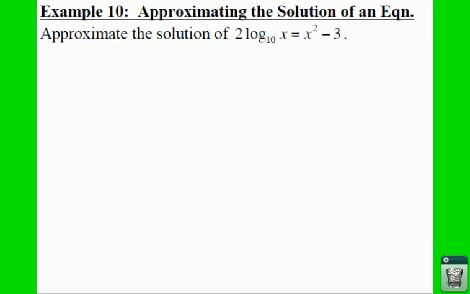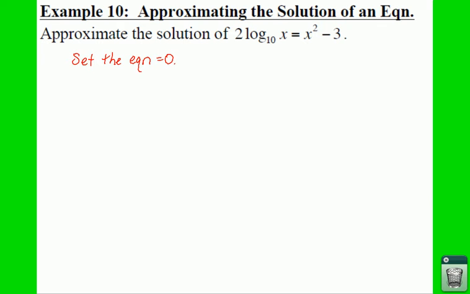Aha! Here for example 10, finally you get to use your graphing calculator for what it's useful for. That's called graphing. So we are going to approximate the solution of an equation. And whenever it says approximate the solution, that means you're actually going to set your equation equal to 0.